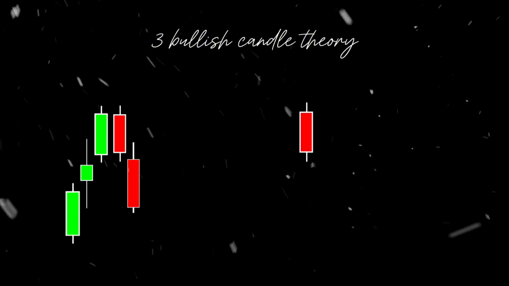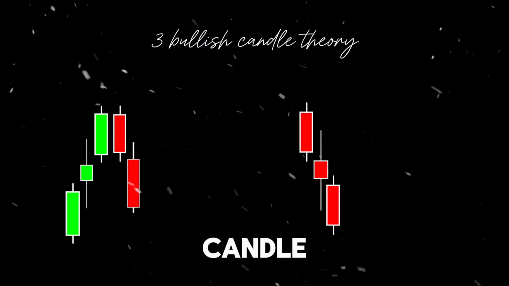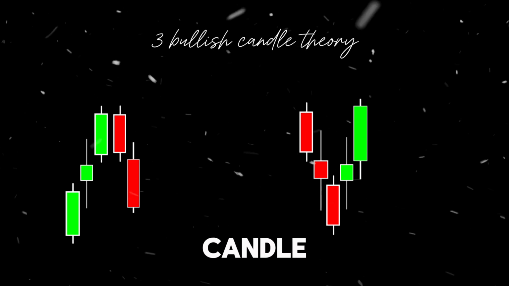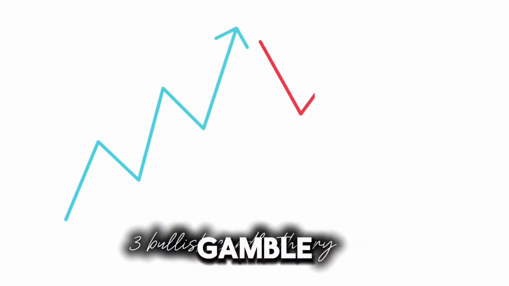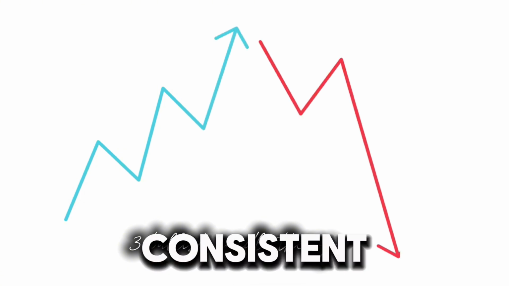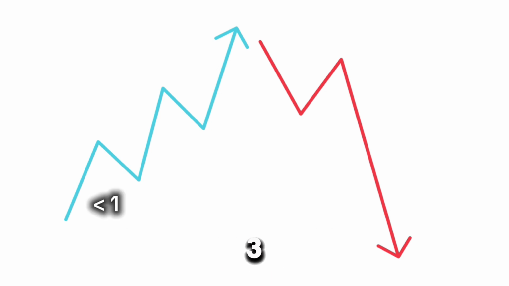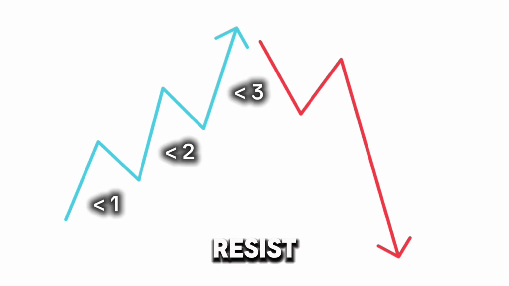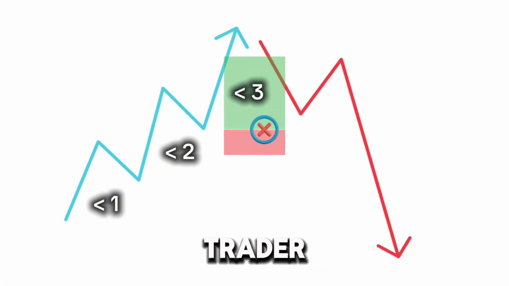So, if you have 1, 2, 3 bearish candles going down, what happens is that the next candle always tends to be a bullish candle, which goes the opposite way. It's like a form of manipulation. Because institutions know that most candlestick traders tend to gamble on price action that looks consistent. And guess what? 3 is a lucky number which they can't resist.